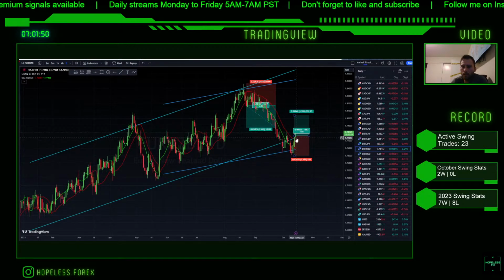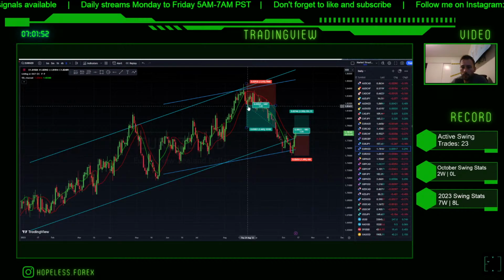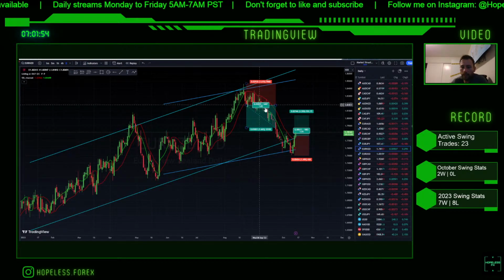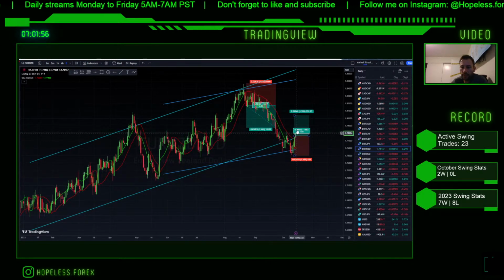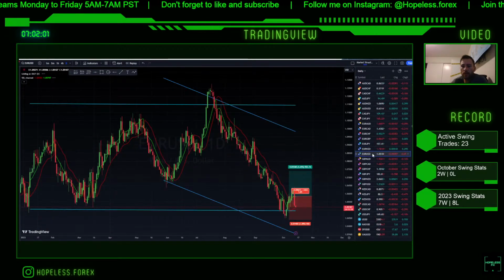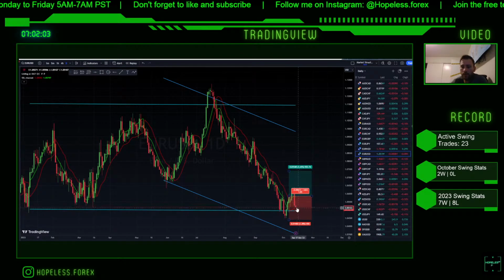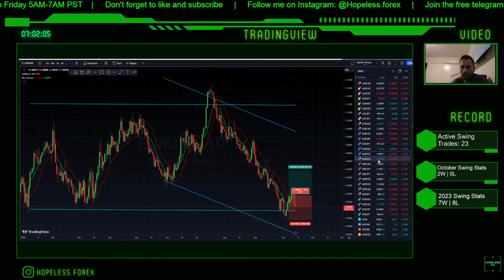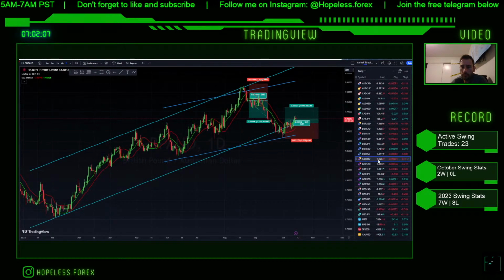EURNZD, got into this trade yesterday, so took a trade on it in August that ended up hitting profit, taking another trade now, and we are in slight profit for it. EURUSD, we are in the negative for this trade. GBPAUD, we are in slight profits.